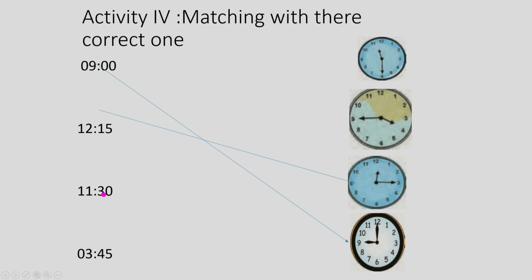11:30, or we can say half past 11, right? The arrow has gone a little up. Okay, this is 11:30. This one. And last, 03:45. It is quarter to 4. Where is the clock? We have only one clock left, so it's that. The arrows are misplaced, although it doesn't matter. You know the right answer. You can do it right by yourself.